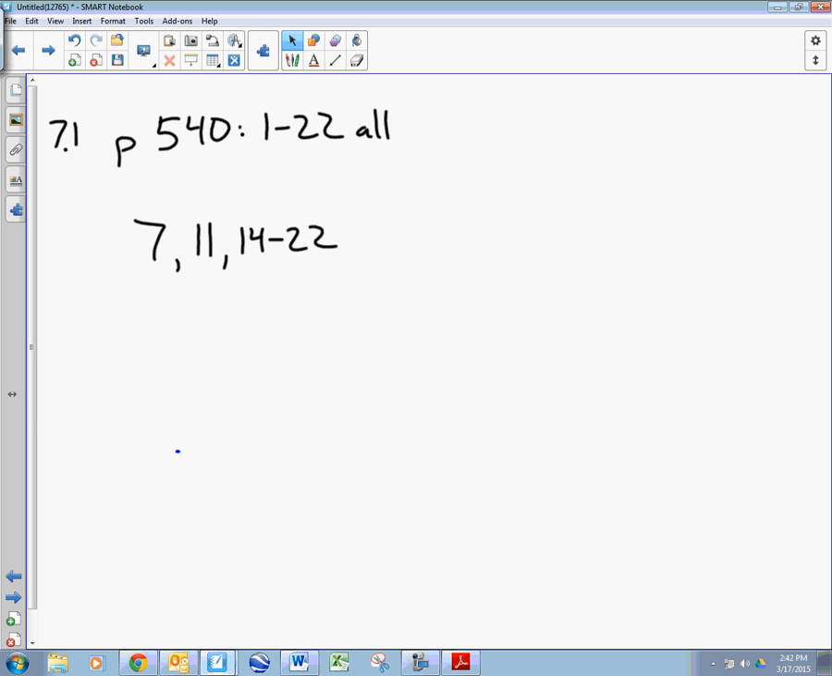For this section, I want you to be able to do problems 1 through 22 all. Now, yesterday you already did some of those. The ones you haven't done yet are 7, 11, and 14 through 22. You can think of the assignment two ways. If you didn't do any work yesterday, your assignment is 1 through 22 all. If you did the assignment yesterday, then add 7, 11, 14 through 22 to your assignment. You just add it on the end.